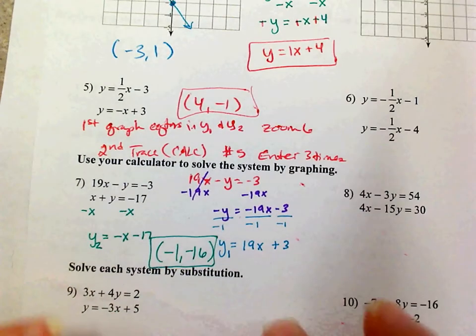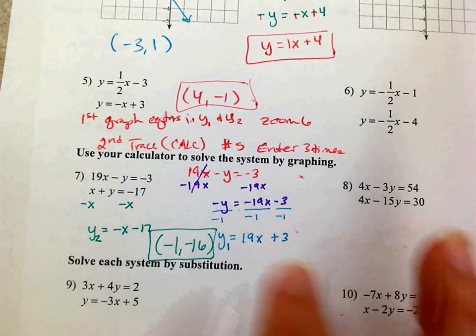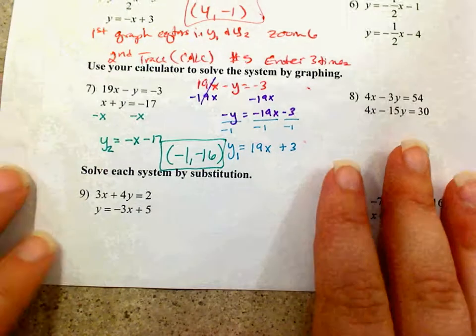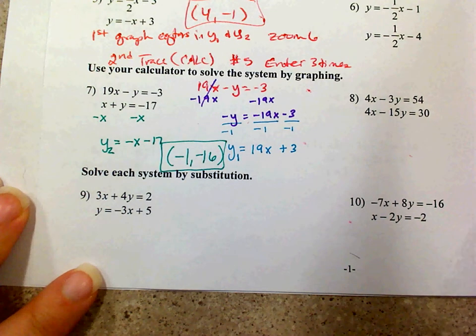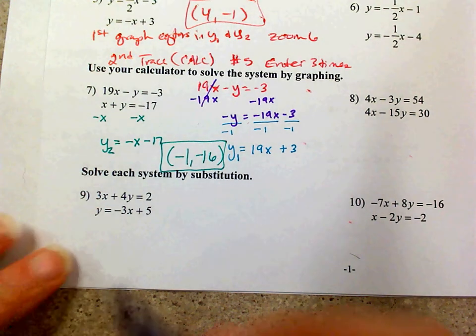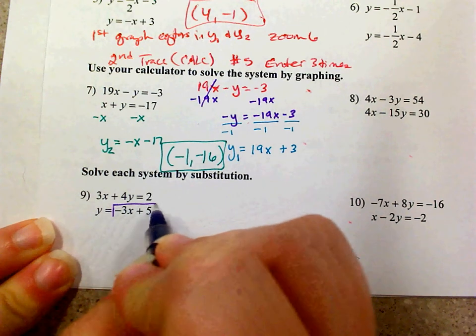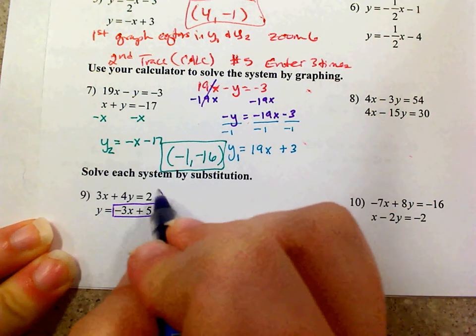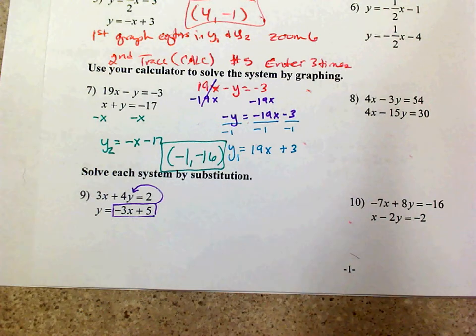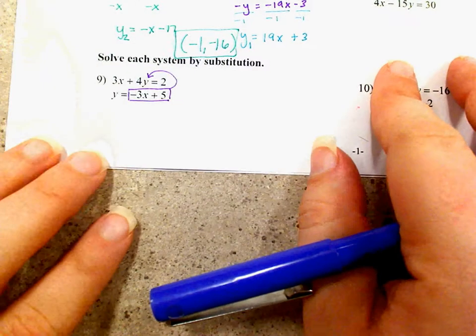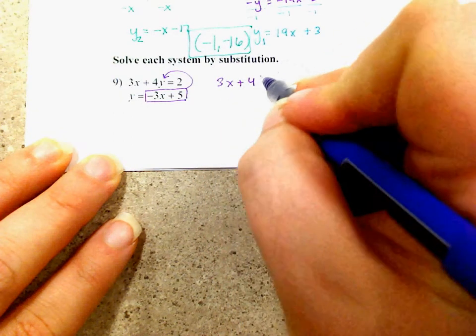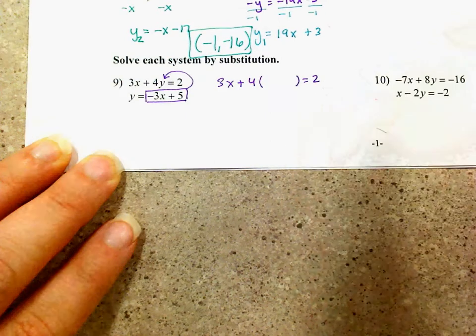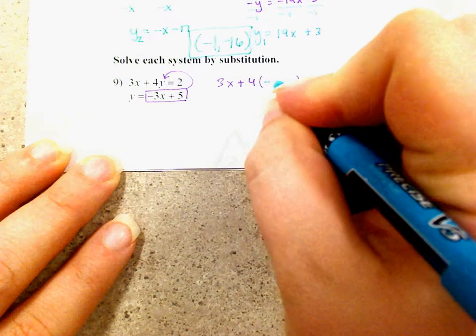Okay, let's talk about number 9, substitution. Do you remember what we did for substitution? I just reminded you of it yesterday, hopefully. What do we got to do? Good, so whatever y equals, replace y in the second equation with that. Okay, so I've got 3x plus 4, but instead of y, I'm going to plug in a negative 3x plus 5, because that's what y equals in the second equation.